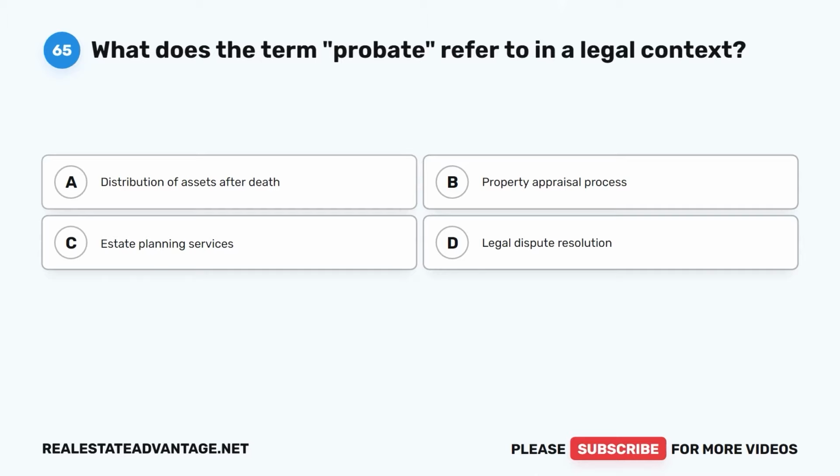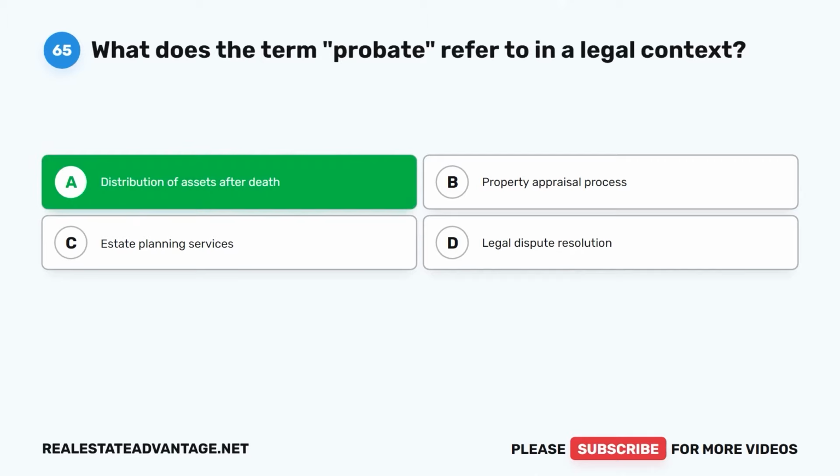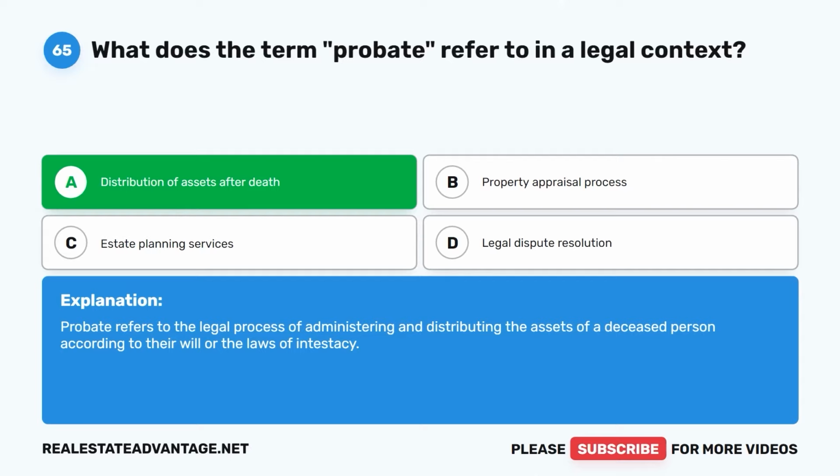Question 65. What does the term probate refer to in a legal context? A. Distribution of assets after death. B. Property appraisal process. C. Estate planning services. D. Legal dispute resolution. The correct answer is A. Distribution of assets after death. Probate refers to the legal process of administering and distributing the assets of a deceased person according to their will or the laws of intestacy.